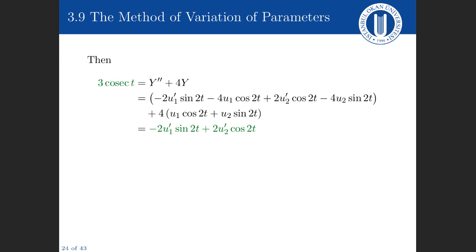Then put these into the differential equation. 3 cosec t should be equal to y double prime plus 4y. Using the formula from the previous slide, this is equal to minus 2 u1 prime sine 2t plus 2 u2 prime cos 2t.